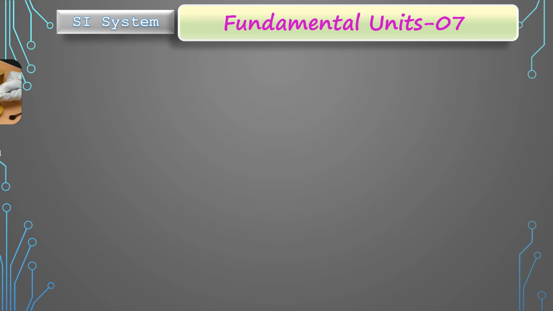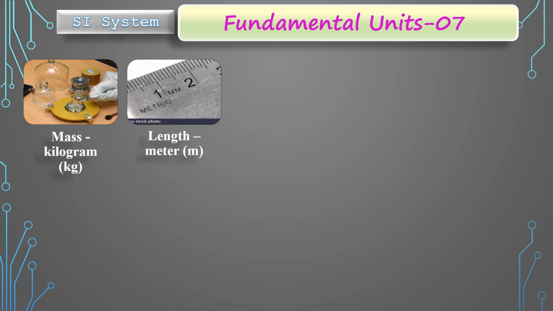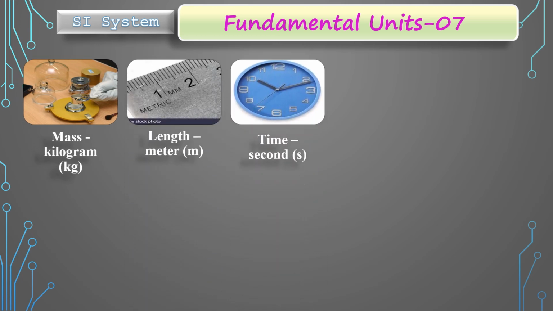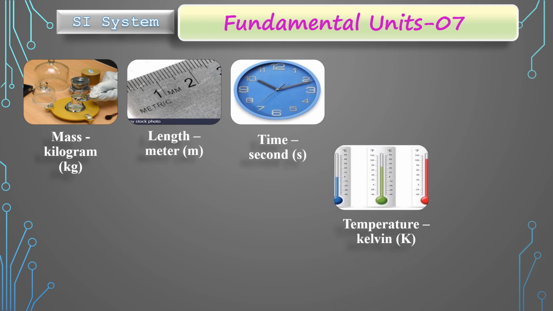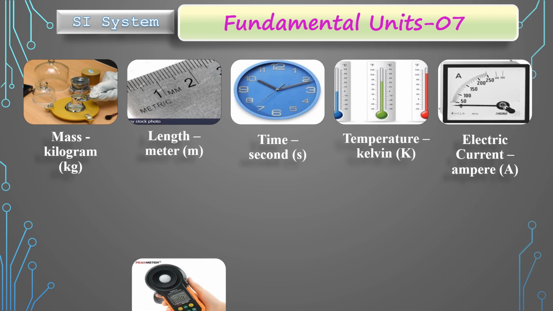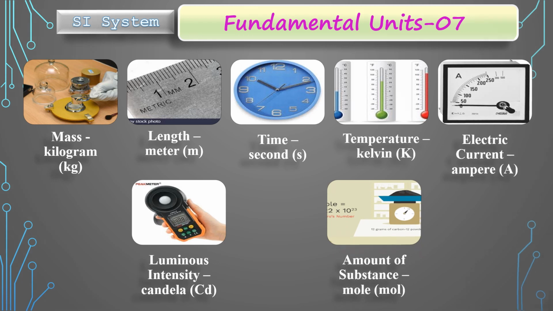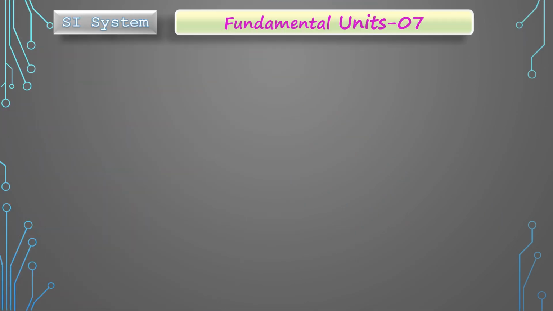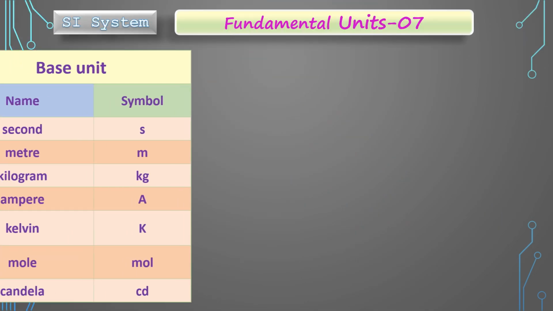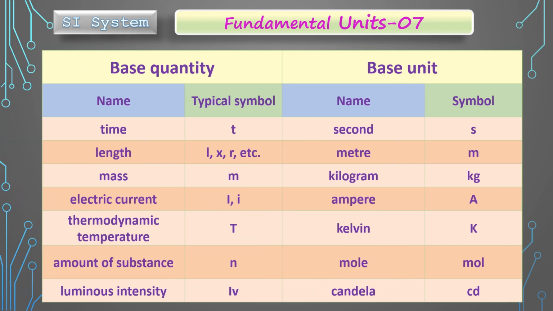The SI system consists of 7 fundamental units. The unit of mass is kilogram. The unit of length is meter. The unit of time is second. The unit of temperature is Kelvin. Electric current, ampere. Luminous intensity, candela, and the amount of substance, mole. Thus, the SI system has 7 fundamental physical quantities measured in 7 fundamental units. Their names and symbols are as shown in this table.